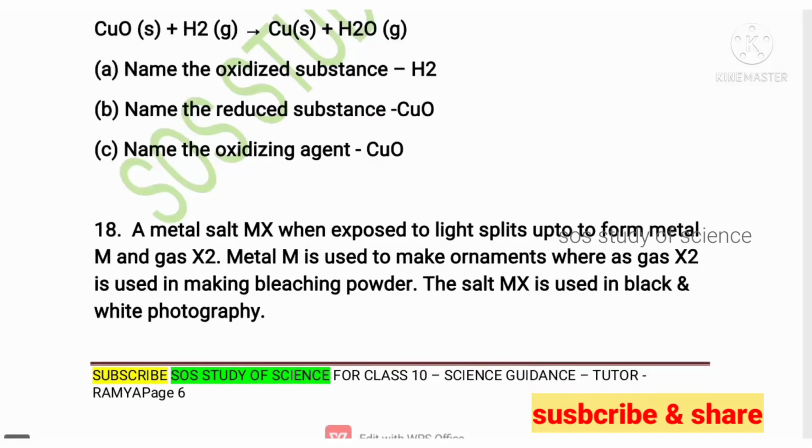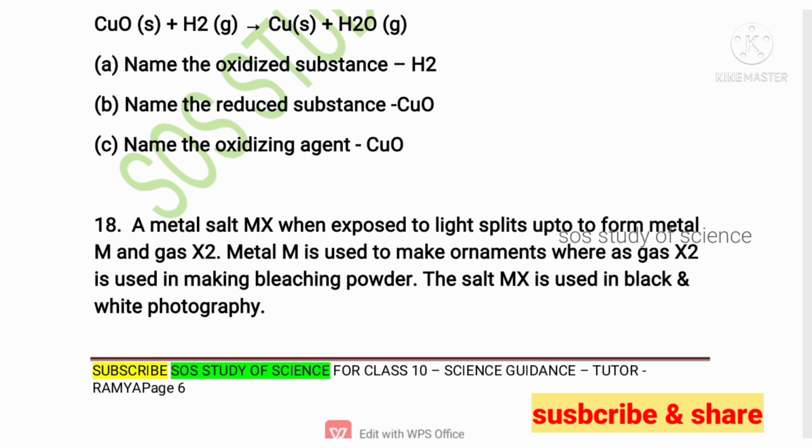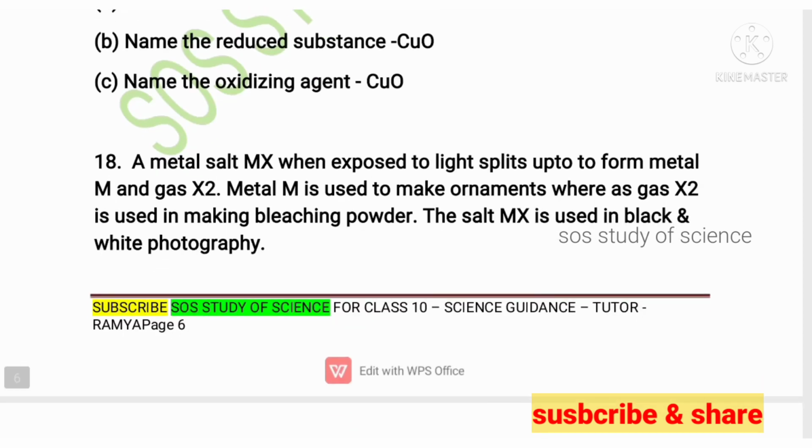Next question: a metal salt MX, when exposed to light, splits up to form the metal M and gas X2. Metal M is used to make ornaments, whereas gas X2 is used in making bleaching powder. The salt MX is used in black and white photography. Dear students, these types of questions are called application questions because the question is not asked directly. The metal salt MX, you don't know which is metal and which is salt here.